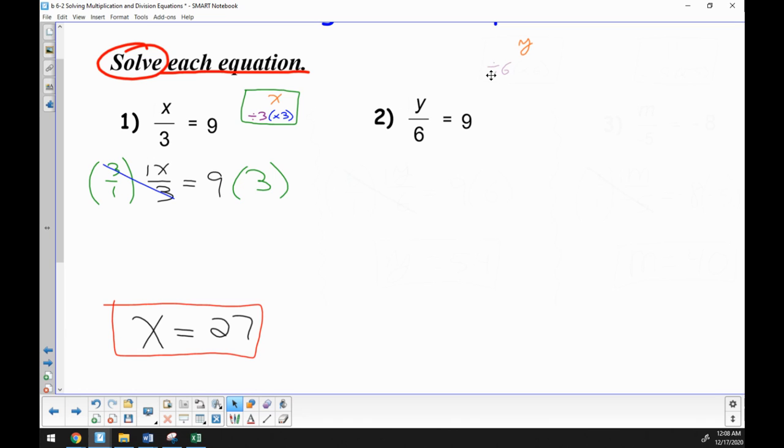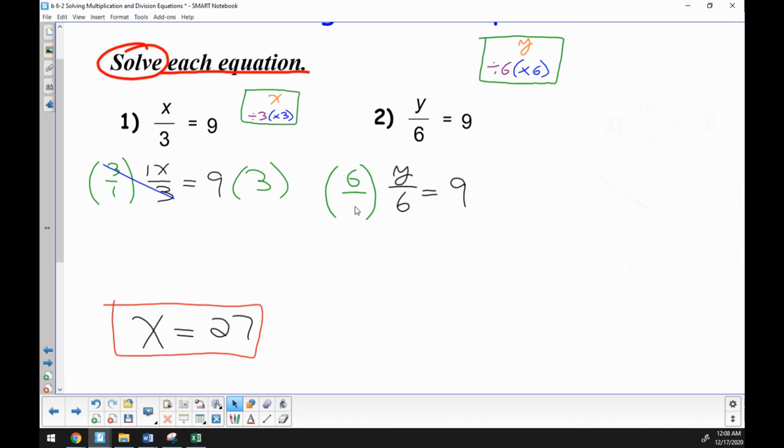I write divided by 6. And then to solve, I'm going to do the inverse of dividing by 6, which is to multiply by 6. And I'm going to follow this to solve my equation. I'm going to rewrite the equation for organization. And here is the y on the left. It is being divided by 6, and the inverse of dividing by 6 is to multiply by 6.